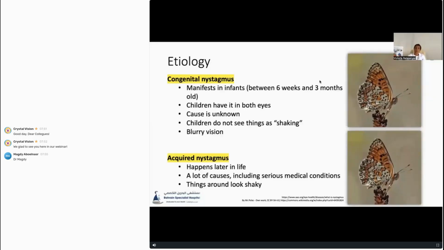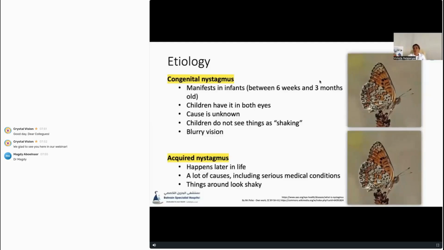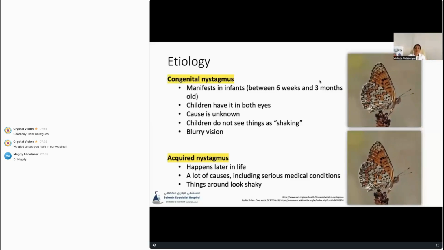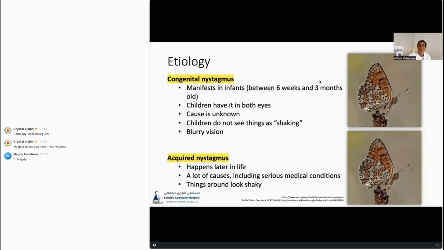Acquired nystagmus. This condition occurs at an older age. It has many causes, including serious illnesses or drug and alcohol use. Opposite to congenital nystagmus, adults with nystagmus often say that everything around them looks shaky.